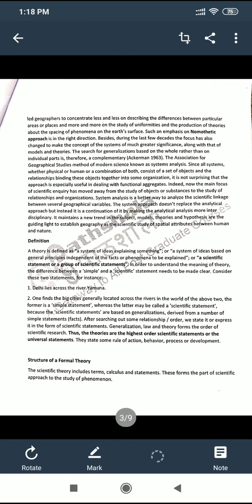Generalization, law, and theory form the order of scientific research. Thus, theories are the highest order scientific statements or universal statements. They state some rule of action, behavior, process, or development.